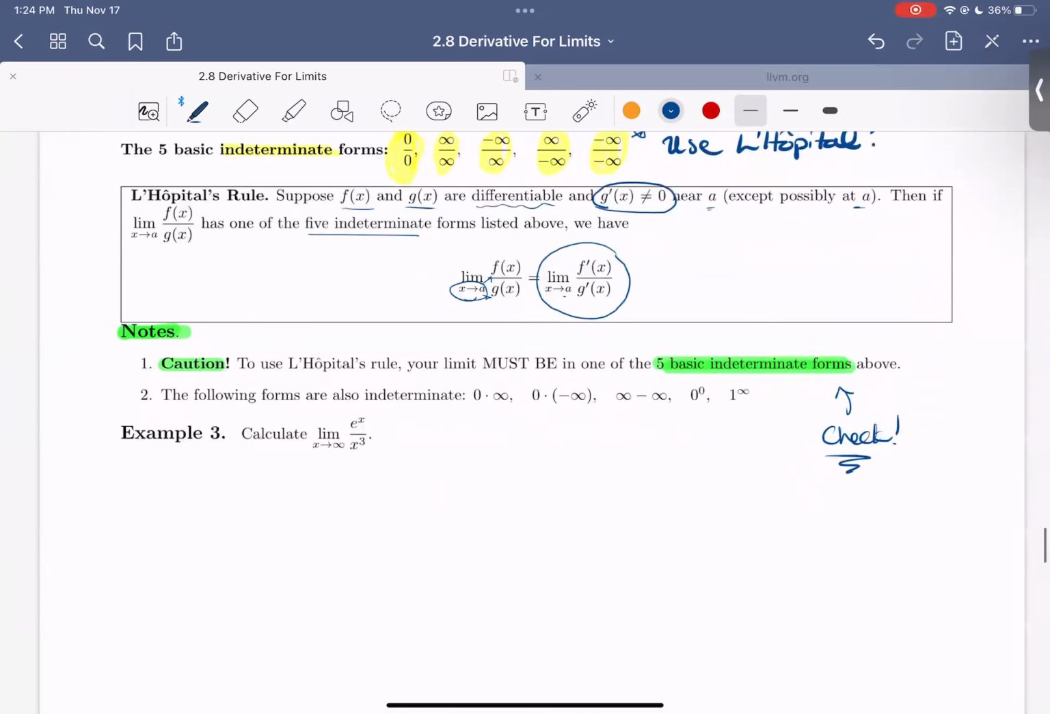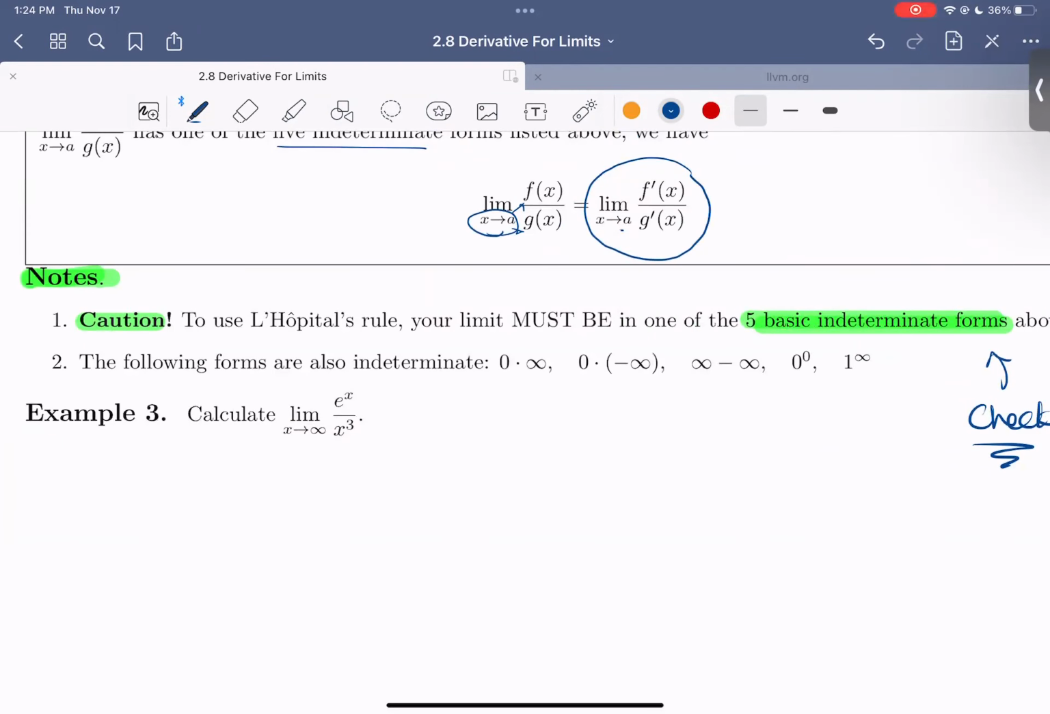And then 2, there are actually a few more indeterminate forms that we can use to apply L'Hopital's rule. They look like 0 times infinity, 0 times negative infinity, infinity minus infinity, 0 to the 0, and 1 to the infinity. Again, these are forms of what our function might look like if we plug in the value that we are approaching.